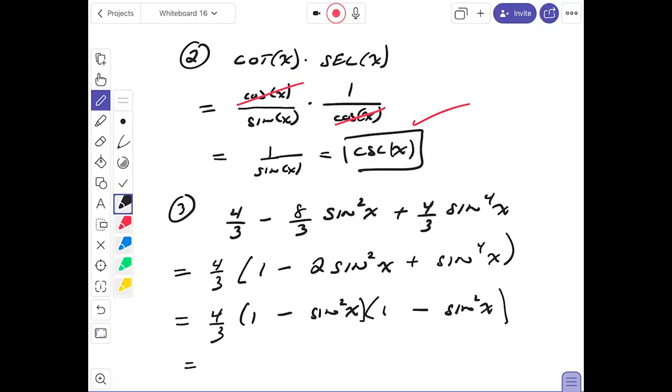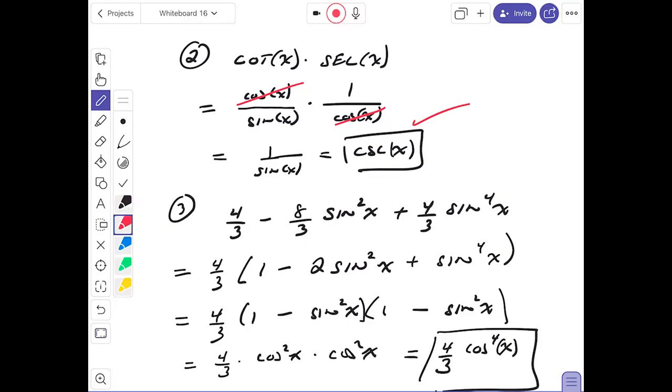And what do I notice about this guy over here? Again, Pythagorean identities. So it's going to be 4/3 times cosine squared x times cosine squared x, which is going to be what? 4/3 cosine to the 4th power x. Put a box around this. Again, I'm not beyond making mistakes. I want to look at the answer and see what they have written down. And they certainly have that written down, all right?